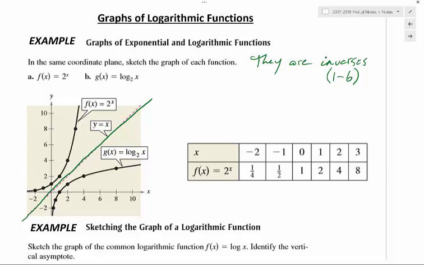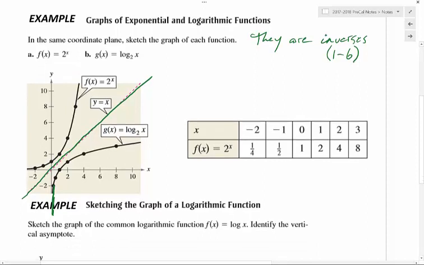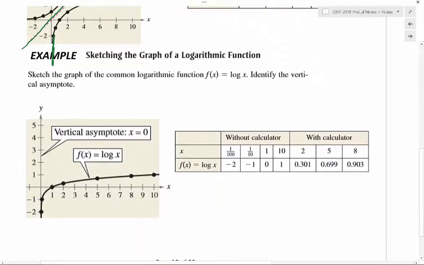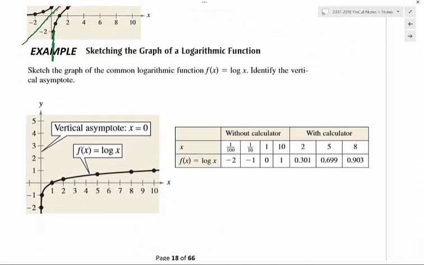Because 2 to what power would equal 1 when I plug in 1? That's 2 to the 0 power. So I would get 0. But notice one key thing that's different here is that the graph does cross the x-axis, but it does not cross the y-axis. So what is extremely important here, and we talk about it on the next problem, says sketch the graph of the common logarithmic function y equals log x and identify the vertical asymptote.